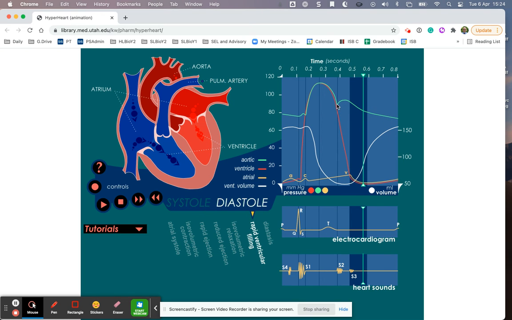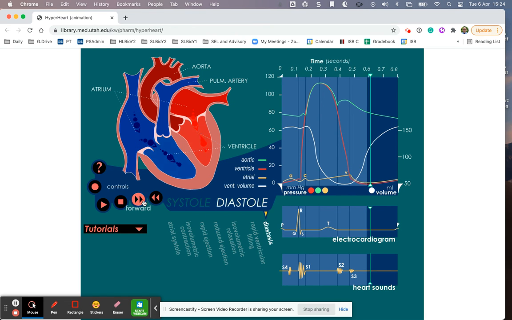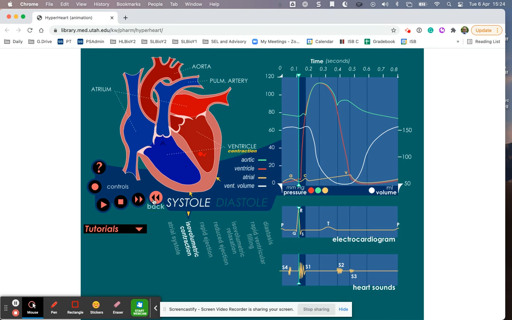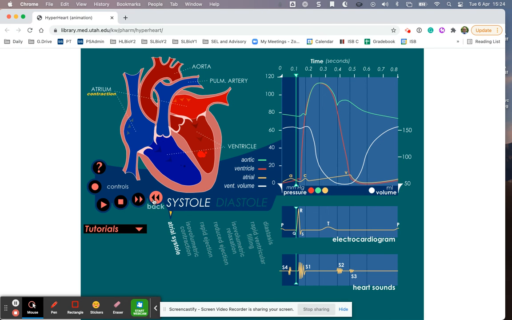You have this little snap back here, and that's the flexibility of the aorta pushing that blood along, and then it decreases as the blood leaves the aorta to the rest of the body. Very quickly we go back, the blood keeps filling up, the pressure starts to increase a little bit in the atria, and then we get to the end and basically start it back over, and the atria start to contract.